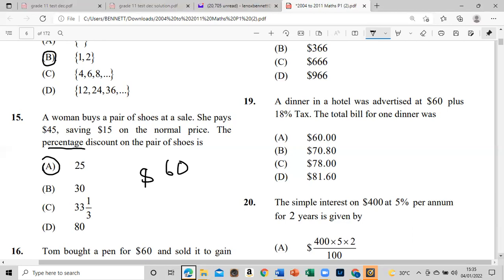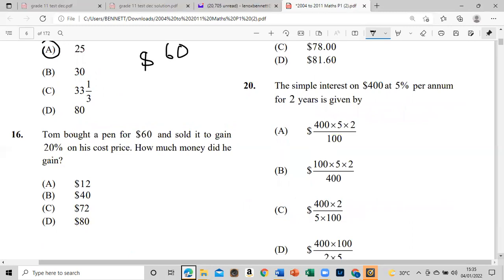All right. Tom bought a pen for $60 only to gain 20% on his cost price. How much money did he gain? Notice they say gain. If they say gain, I don't have to read anymore. It has to be 12, right? Because 20% is the same as dividing by 5, so that's $12. He sold it for $72, but since they can be very smart, they only ask for the gain.